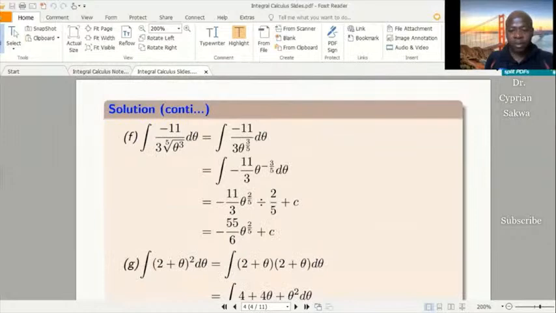Now let's look at this other example. We're just trying to simplify the questions that we have before we work them out. So what I'm seeing there is negative 11 over 3, and this means fifth root.